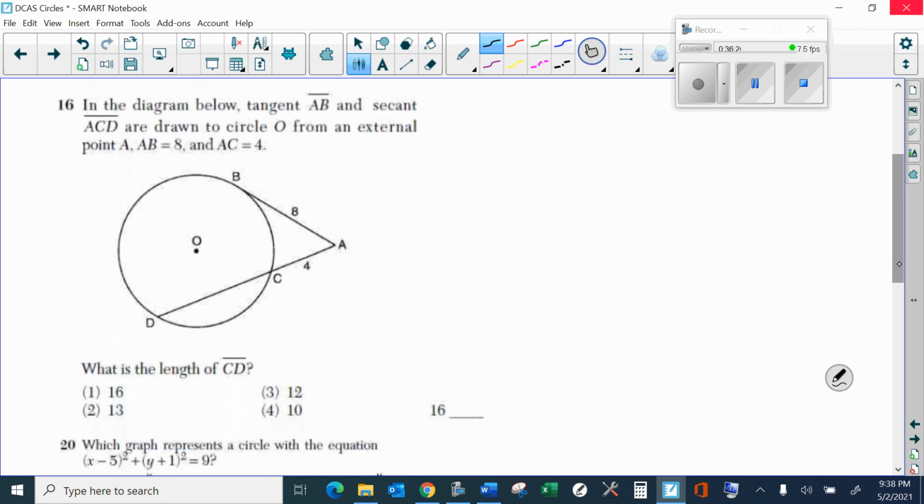All right, here we have a tangent, AB. We know that would be 90 degrees. Not that that has anything to do with the problem, but just to remind yourself. And a secant, ACD, are drawn in a circle. What do we do with all tangents? We square them. What do we do with all secants? It's outside times the whole. So the whole is the 4 plus x.